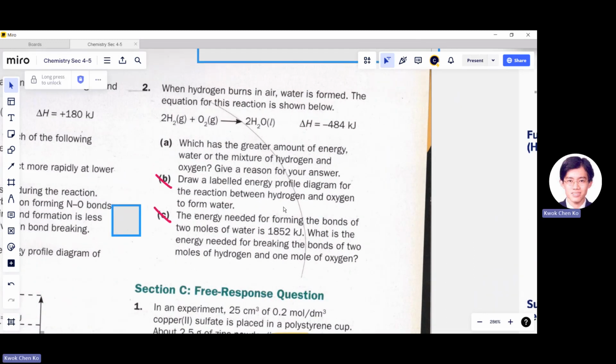What's H? Change in temperature? H is not temperature. H is enthalpy. Enthalpy is energy level. So I just put H. That's the safest. Of course, you can spell it out, but make sure you don't spell it wrong.